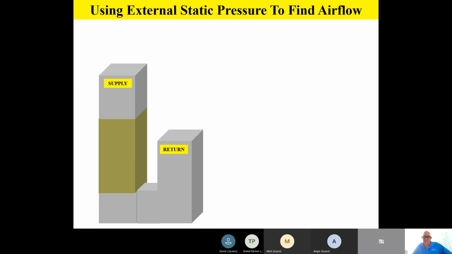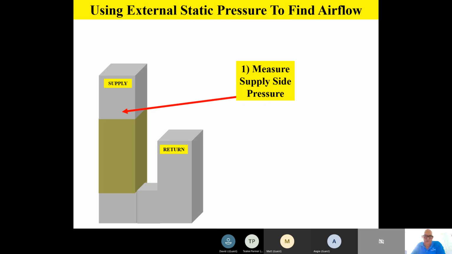If I'm on a piece of equipment, I've got a supply duct and a return duct. What I'm going to do is poke a hole in the supply, take my static pressure probe, and measure the supply side static pressure in the cooling mode, or whatever mode I'm looking at to find airflow. If I want to find cooling airflow, I put it in the cooling mode and run it with all the panels on and everything, so that I can read true static pressure with the air filter in place, everything put together like it normally would be.